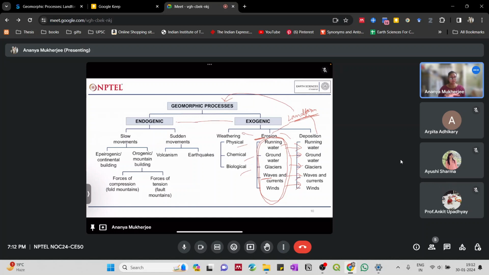So as I just explained, erosion by a natural agent can form a different kind of landform. Deposition by the same natural agent can form a different landform. So we will learn all the different kinds of erosional landforms and depositional landforms created by each and every natural agent that are listed over here in the upcoming weeks.